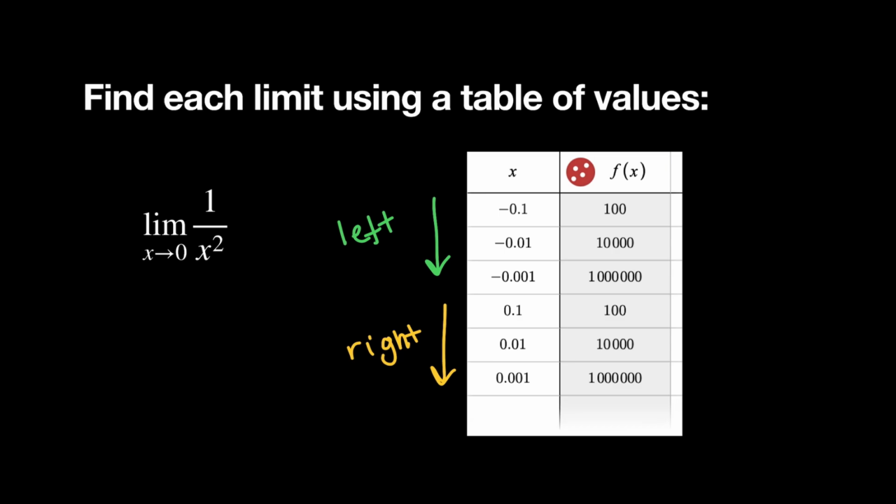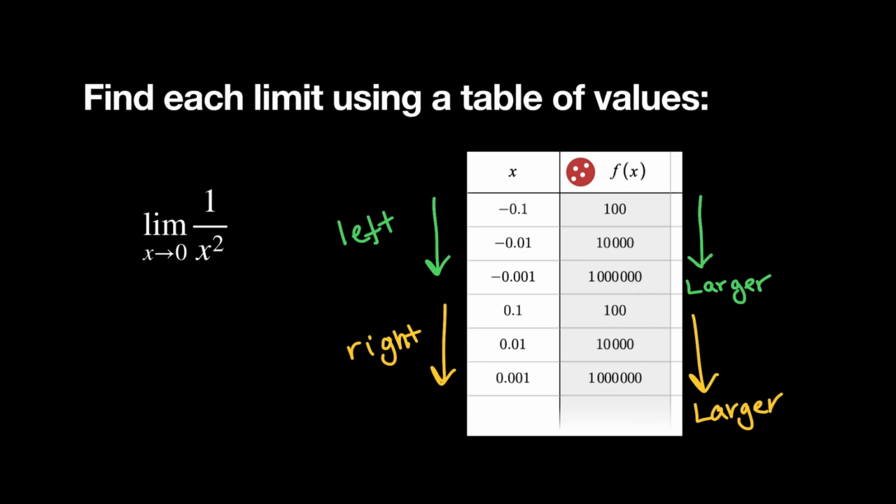All right, here's another one. I'm going to find the limit as x goes to 0 of 1 over x squared. So if I approach 0 from the left, I'm going to choose x values that are smaller than 0. So I did negative 0.1, negative 0.01, negative 0.001. And then I approach 0 from the right, so I picked values that are bigger than 0: 0.1, 0.01, 0.001. And I plugged these numbers into my function and created my table of values.